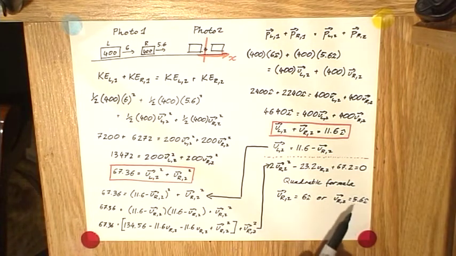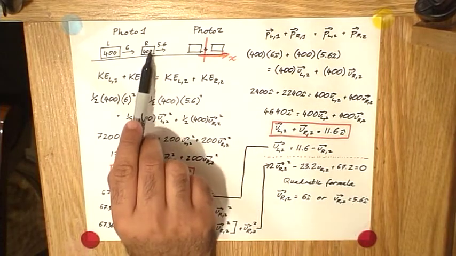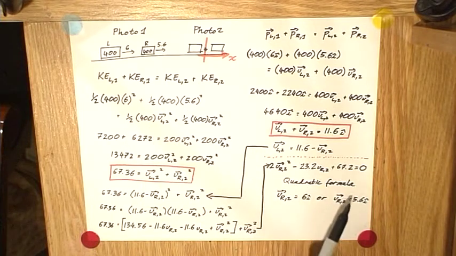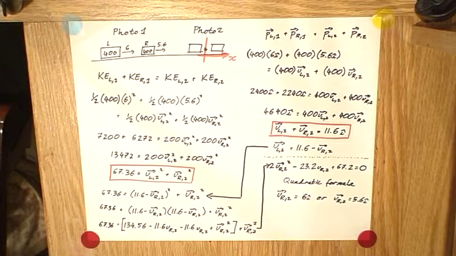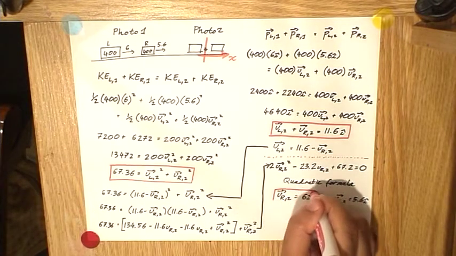Now, let's look at something. The original velocity of the right-hand car was 5.6. So its velocity after the collision cannot also be 5.6. That means that VR2 must be 6 I-hat.